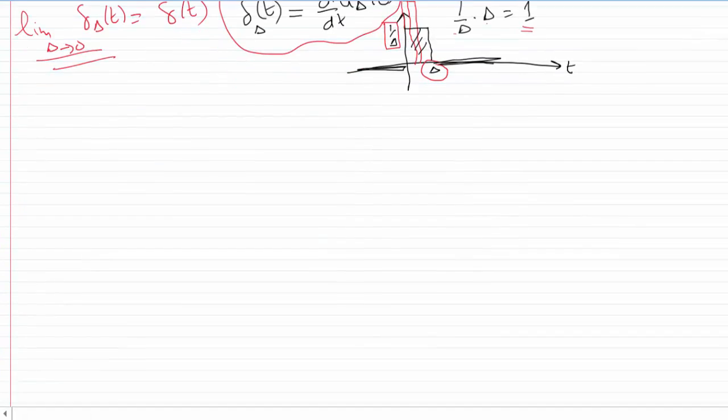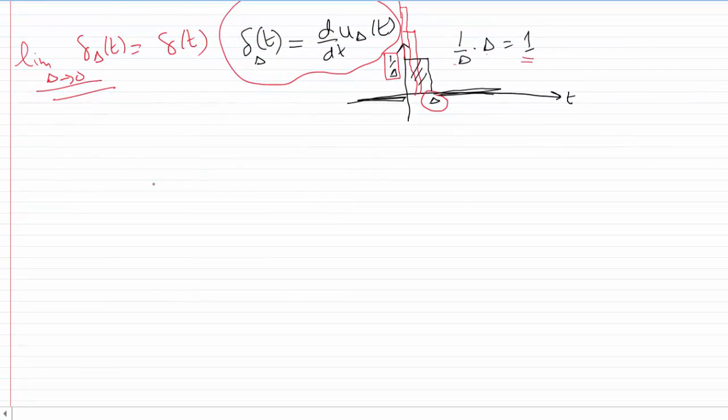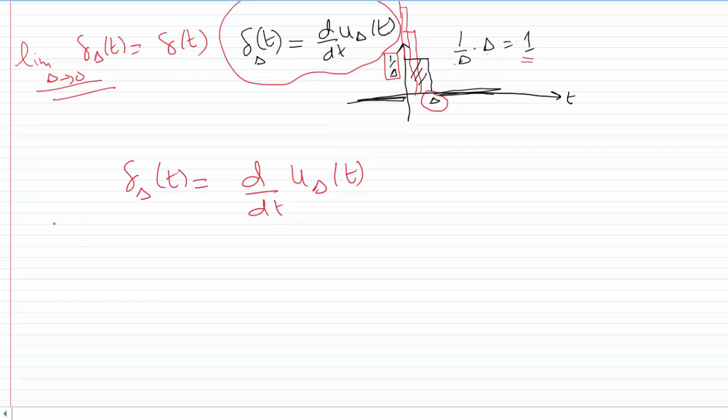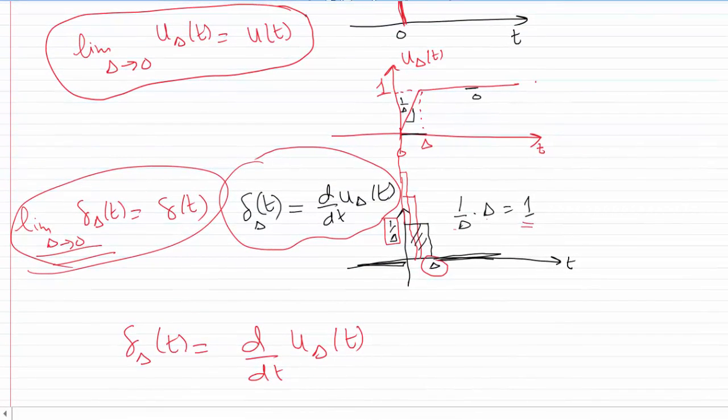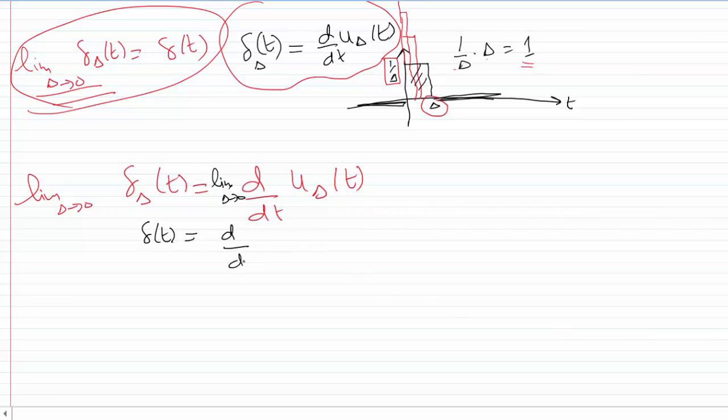So now let me summarize everything that I've done so far: the delta of delta t is equal to the derivative of u delta of t. And if I remember these two definitions, this one and that one over here, and if I apply limits on both sides, I'm going to end up with delta of t here, and I'm going to end up with d by dt of u of t. So we have done the proof. That's the proof of the relationship between u of t and delta of t. Hope it makes sense to you guys.